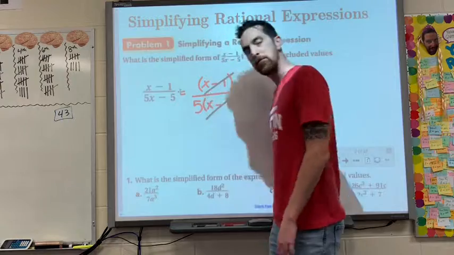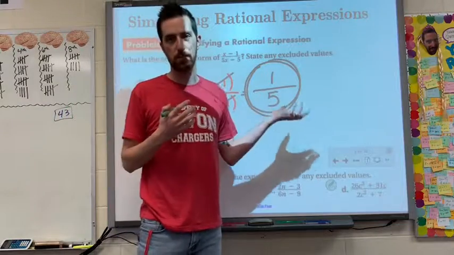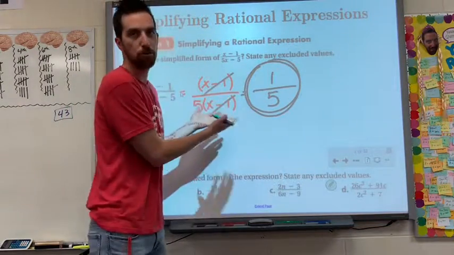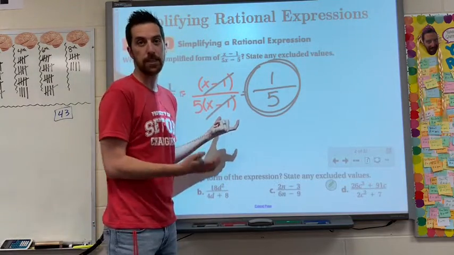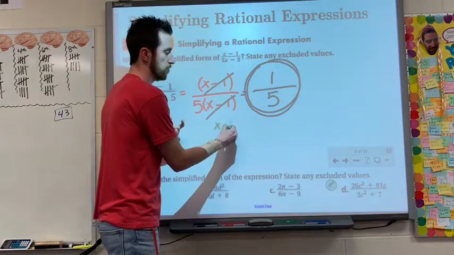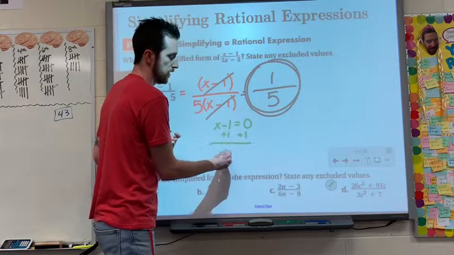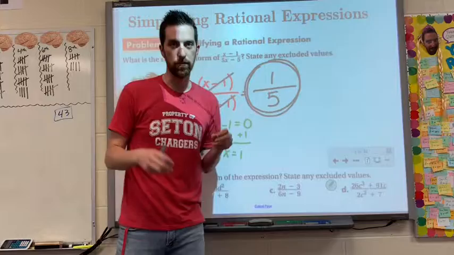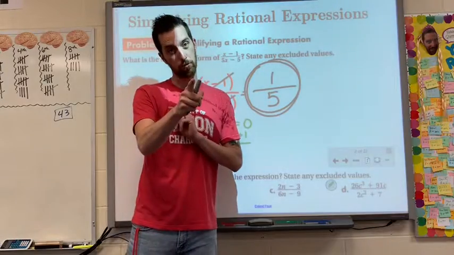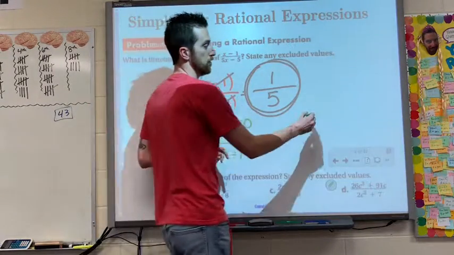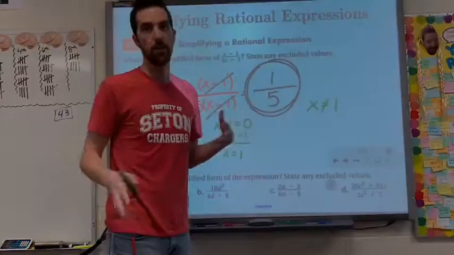Simplified. But for the excluded values part, we have to go to the original expression, because there's no variable down there now, so that's fine. But in the original, there is a variable down there. So you take each part that has a variable and set it equal to 0. If you had x minus 1 equaling 0, then you add your 1 and you get x equals 1. So this is an excluded value. If you substitute in x equals 1, it would make the denominator 0, and that causes problems. So you say x cannot equal 1. There are two parts to the answer.